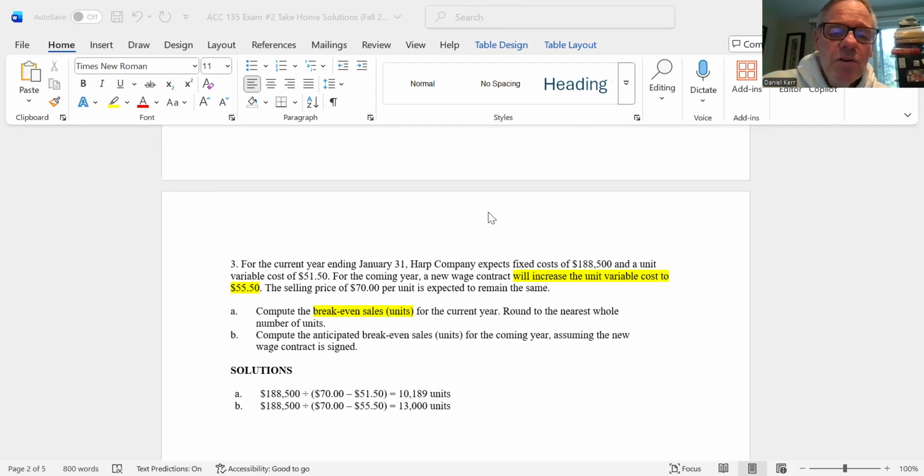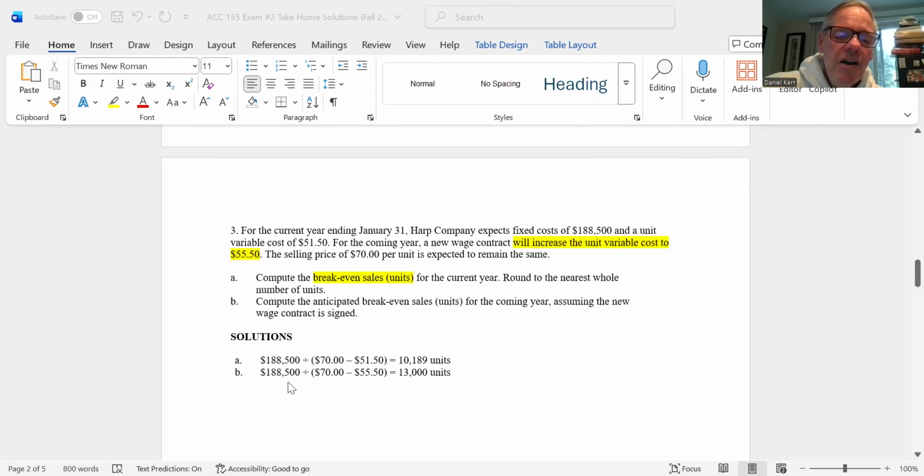And then they say compute the break-even for the coming year, assuming that the wage contract is signed. The new wage contract is going to increase the variable cost to $55.50 per unit. So your contribution per unit goes down, and your break-even point goes up. So it's now 188,500 divided by the contribution per unit, which is now 70 minus 55.50. So you get 13,000 units.